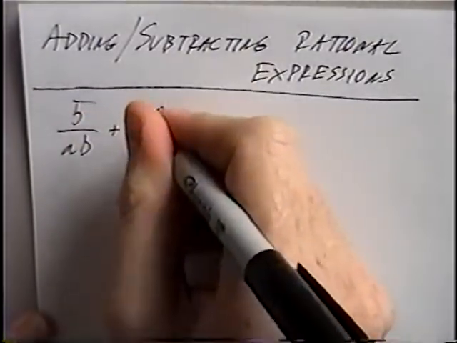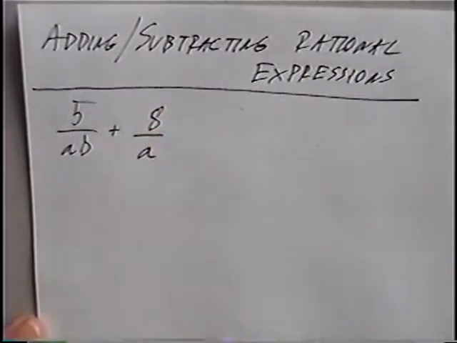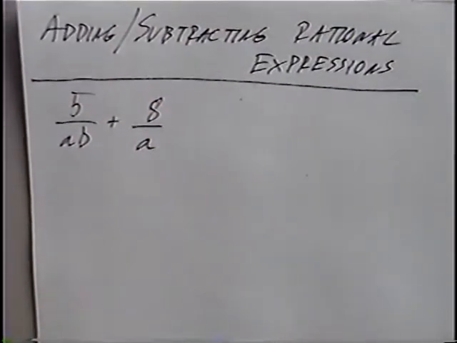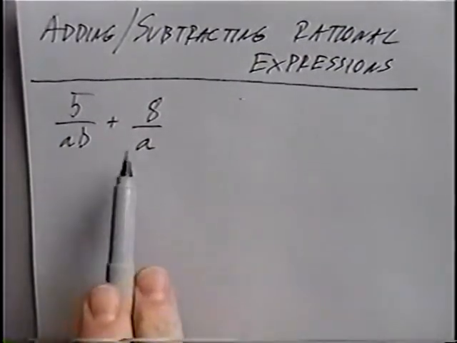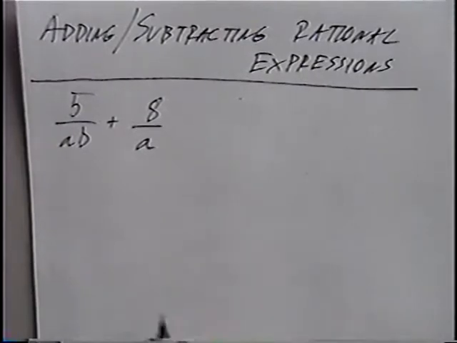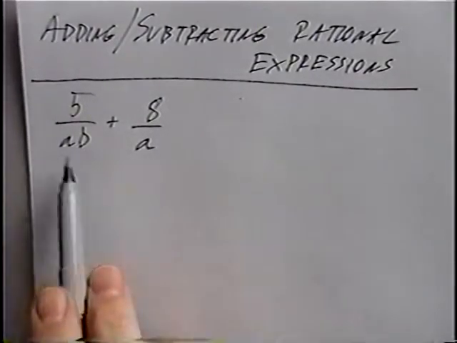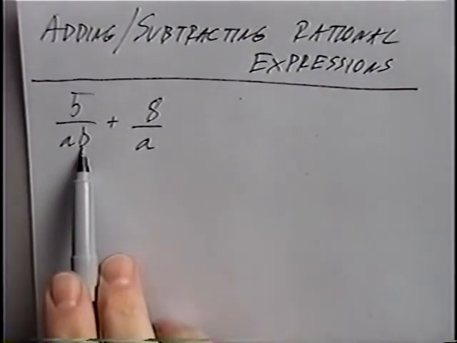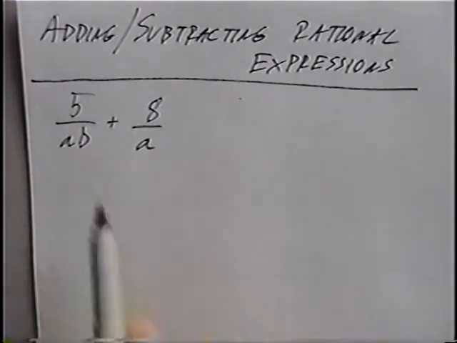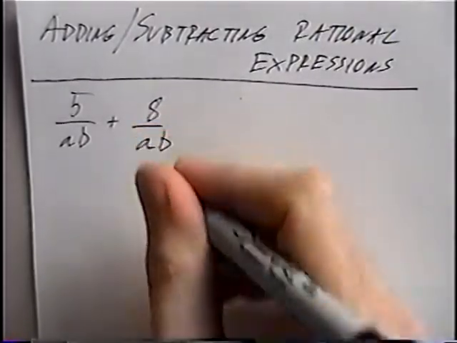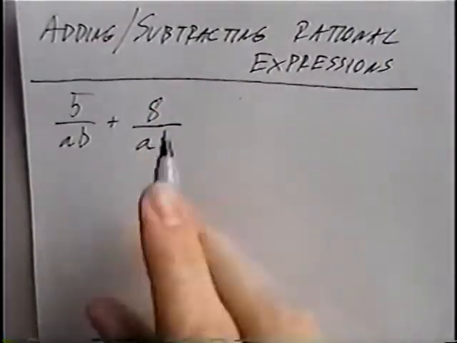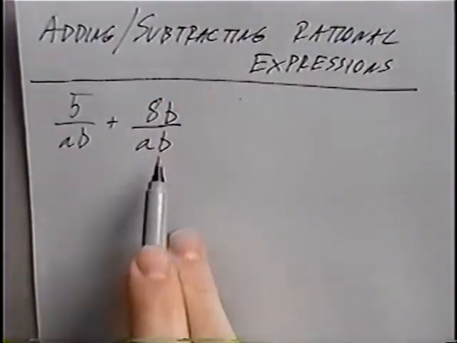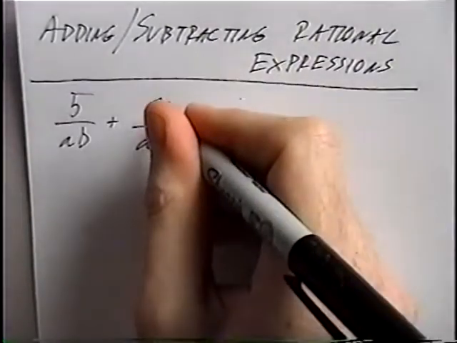plus 8 over a. If you remember, to add two fractions together, you must first have the same denominator. In this case, both denominators have an a, but the first fraction has an extra b. So what we can do is multiply the second fraction by b in the denominator. But what you do to the denominator, you also have to do to the numerator. So multiply by b on top and bottom.